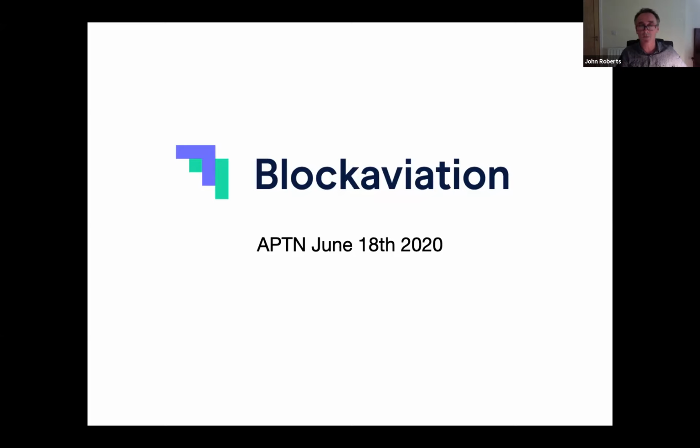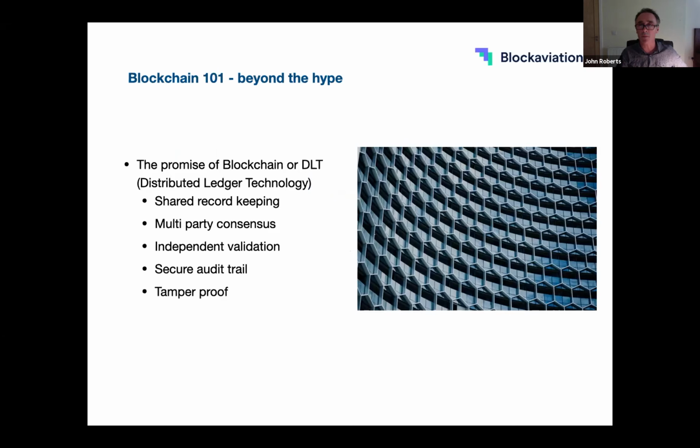because it's a bit of a hyped area, and that hype is probably unhelpful because the hype is pretending to solve the world's problems, and blockchain, like any technology, is just a technology. So what it's really about is the problems and solutions to those problems. So we have a bit of a 101 at the start.